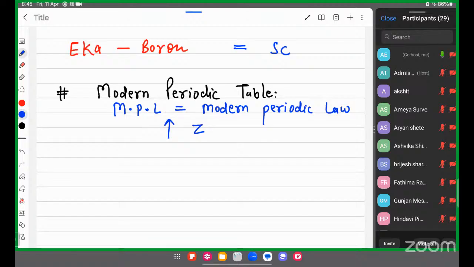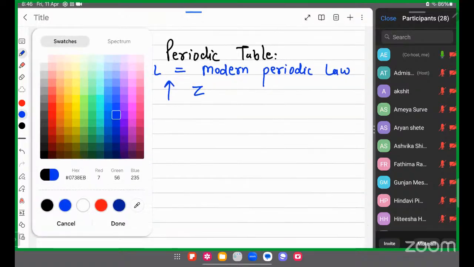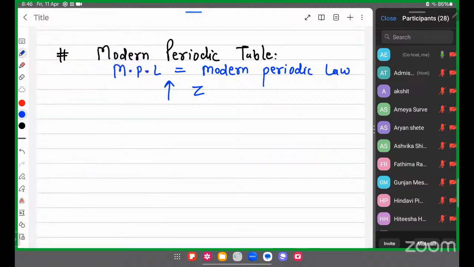Before the modern periodic table, it was Mendeleev's periodic law, which states that the physical and chemical properties of elements are a periodic function of their atomic masses. But in the modern periodic table, we have a change in the law, that is the modern periodic law, and it states that the physical and chemical properties of the elements are a periodic function of their atomic number, not their atomic mass.